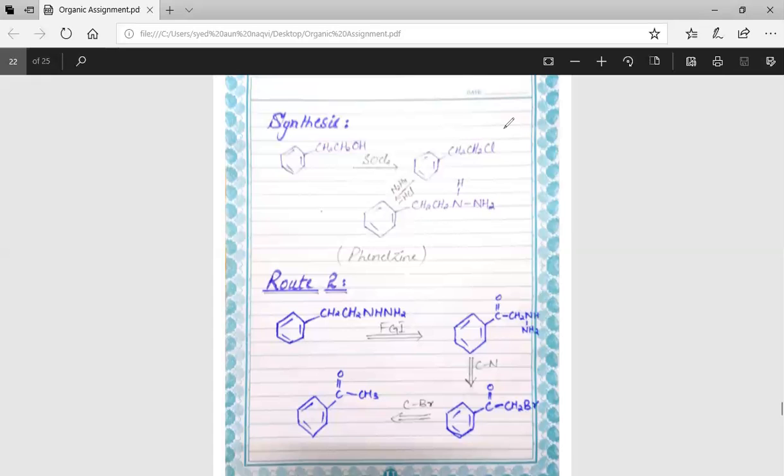So route two for the retrosynthetic analysis of phenelzine is, in the first step, we perform the functional group interconversion, and the carbon number two of the ethane molecule is converted to a ketone group. This is an oxidation product in which hydrogen is removed and oxygen is added. So this is oxidation of the ethyl molecule at carbon two, converted into a ketone group. So we have 2-hydrazine-1-phenylethanone.